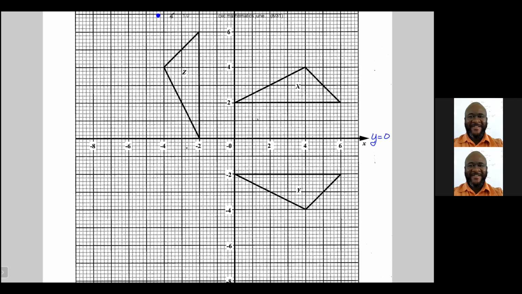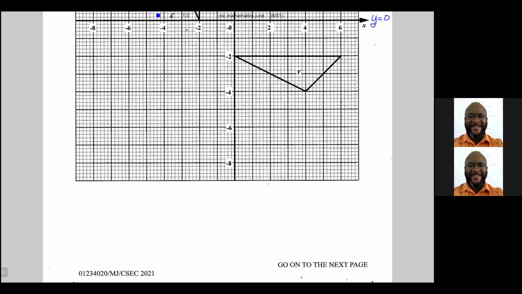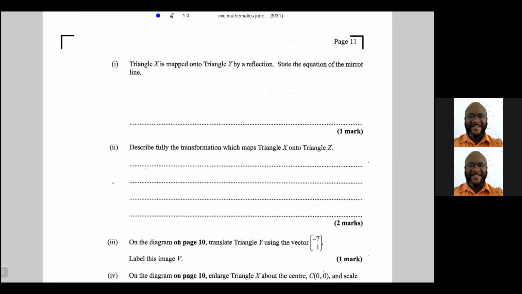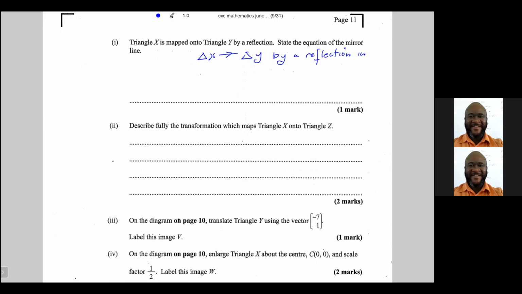So to answer this question, triangle X is mapped onto triangle Y by a reflection in the line y is equal to 0, which is the x-axis.